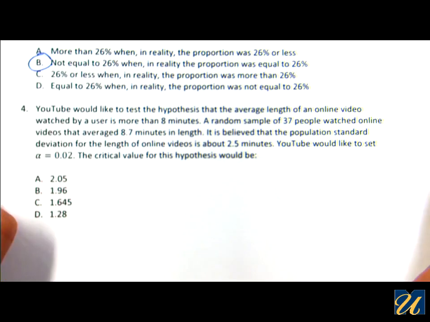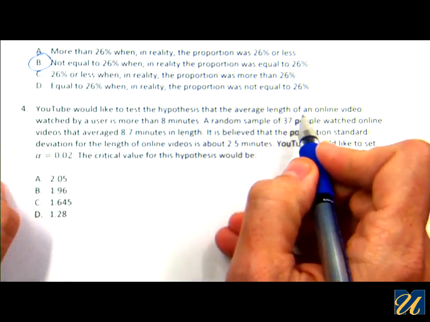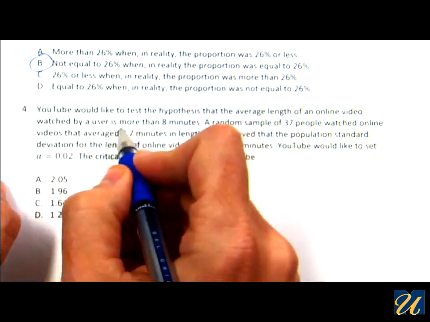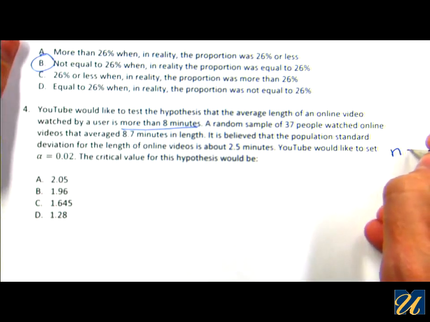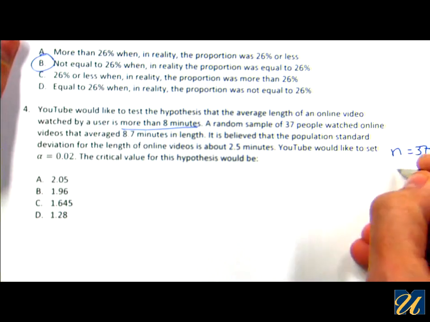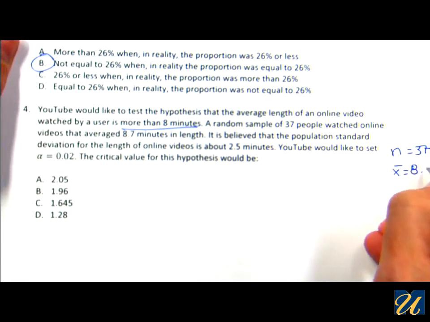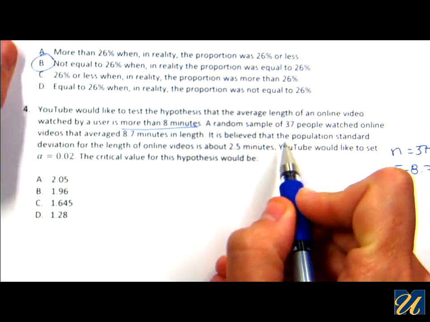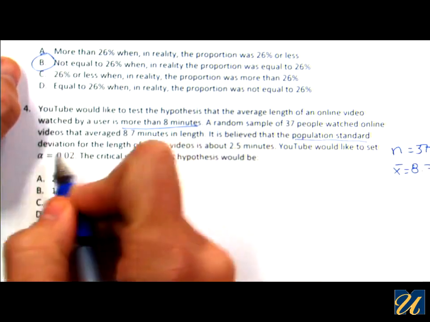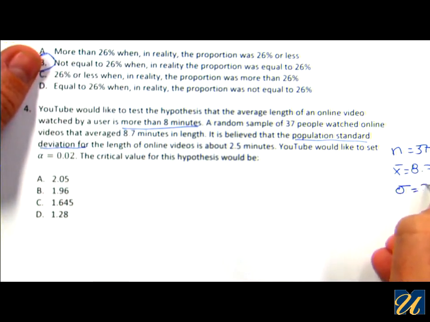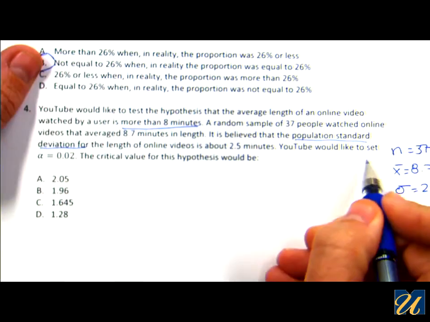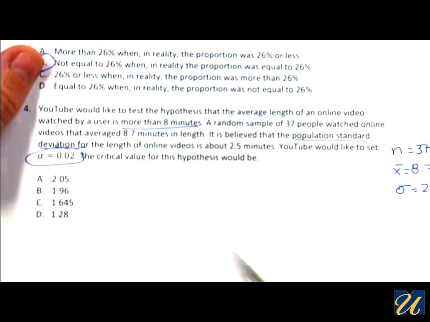YouTube would like to test the hypothesis that the average length of an online video watched by a user is more than 8 minutes. We have a random sample of 37 people who watched online videos, n is equal to 37, x bar equal to 8.7. It is believed that the population standard deviation, this is where you want to focus, this is your sigma, is equal to 2.5. YouTube would like to set alpha as 0.02.